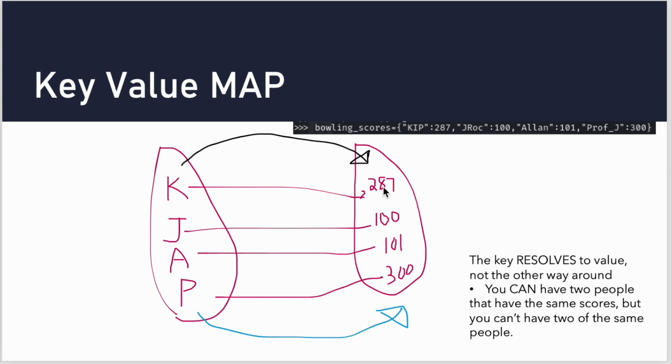He is mapping to the value of 287. J-Rock is mapping to the value of 100. Alan is mapping to 101. And Professor J is mapping to the value of 300. So in other words, there is a connection there.